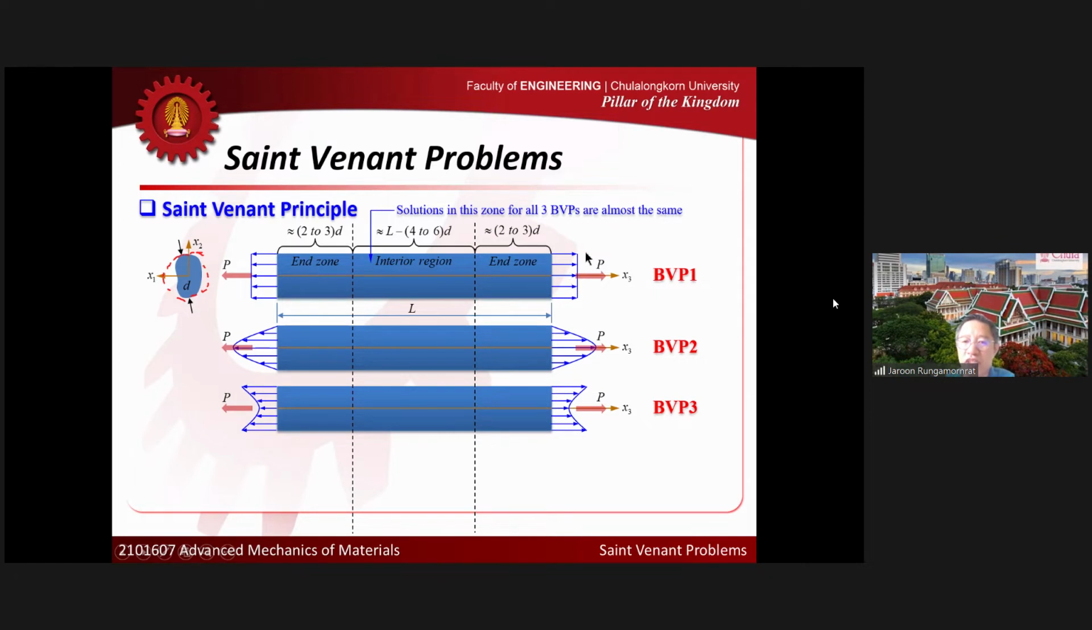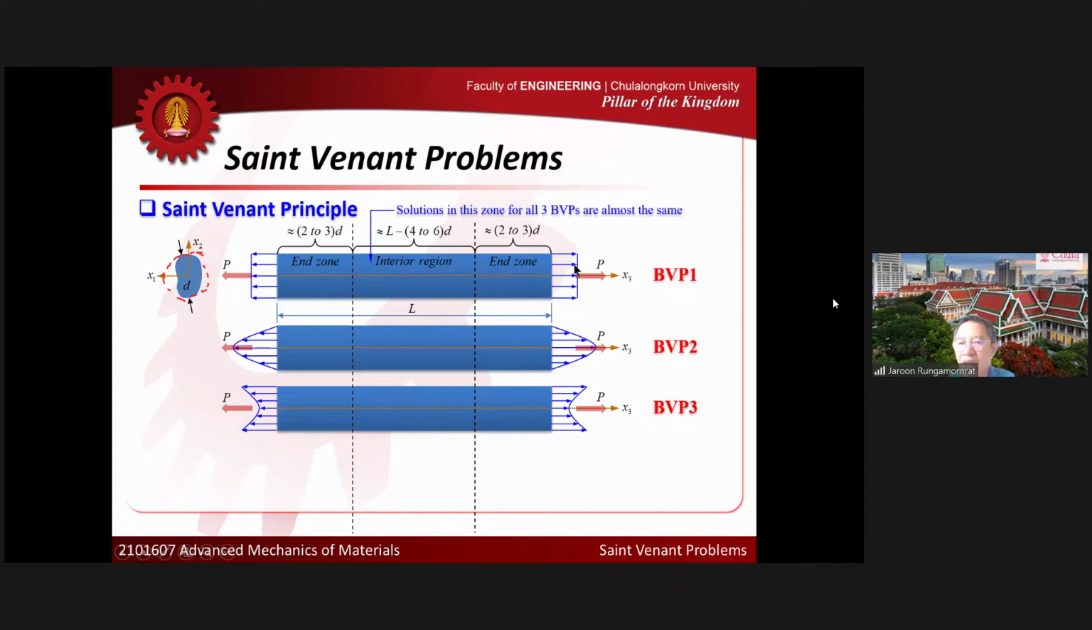So the solutions for the three problems here are different for sure, at least at the end. But inside here, I didn't say that the solutions are exactly the same, but the difference of the solution for each case that we consider here is very minor. The difference is insignificant if you look at the zone that we call the interior zone here.